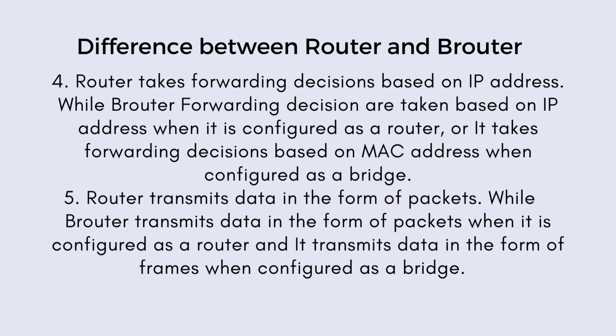Number 4. A router takes forwarding decisions based on IP address, while a Brouter takes forwarding decisions based on IP address when it is configured as a router, or based on MAC address when configured as a bridge. Number 5. A router transmits data in the form of packets, while a Brouter transmits data in the form of packets when it is configured as a router, and in the form of frames when configured as a bridge.